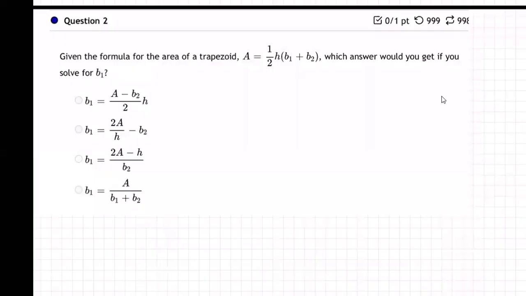Okay, so on this one, we're given this formula here, and we're trying to solve for B1. So this is going to be tricky. All right, this is not easy. Let me help you with this one.